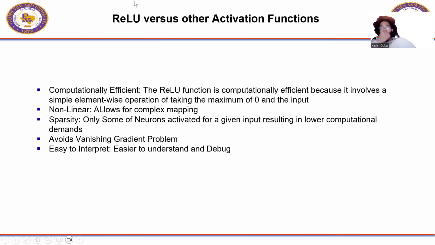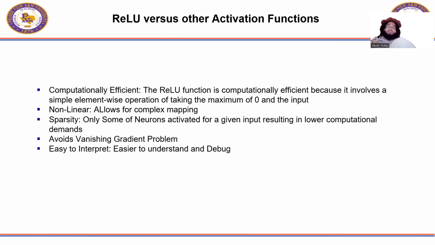So you have activation functions that are used in models. One of the common ones is ReLU. This is because it's computationally efficient and takes the maximum of 0 and the given input. It is nonlinear and therefore allows for complex mapping. There's some sparsity with it, so only some neurons are activated for a given input, resulting in lower computational costs. Again, that's that 0 versus given input.